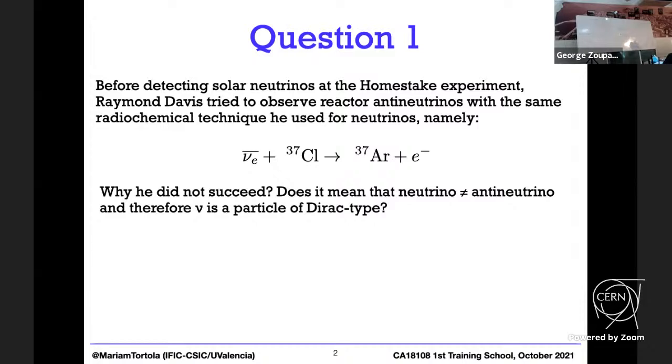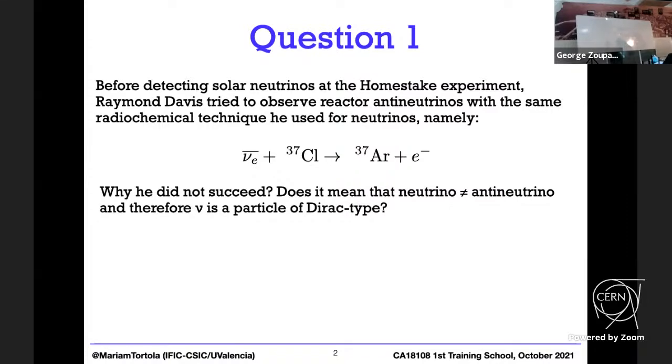But if you remember, I also said that due to the mixing, due to that they are massive states, there is a mixing between left-handed and right-handed states. And then even the antineutrino, even if it is mostly right-handed, it has a small component left-handed. Why is this small component not enough to do the process?